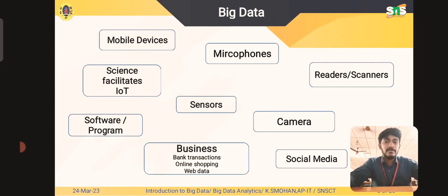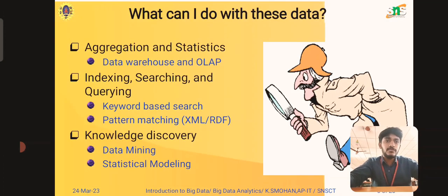From the industry perspective, we can have scanners and readers, and from those also we can get data. IoT devices, sensors, daily-used mobile phones, cameras, and other software and programs. For example, business transactions, banking transactions, online shopping data, and web data. These are some big data, right? The large volume of data generated in day-to-day life is what we call big data. What can we do with this data?